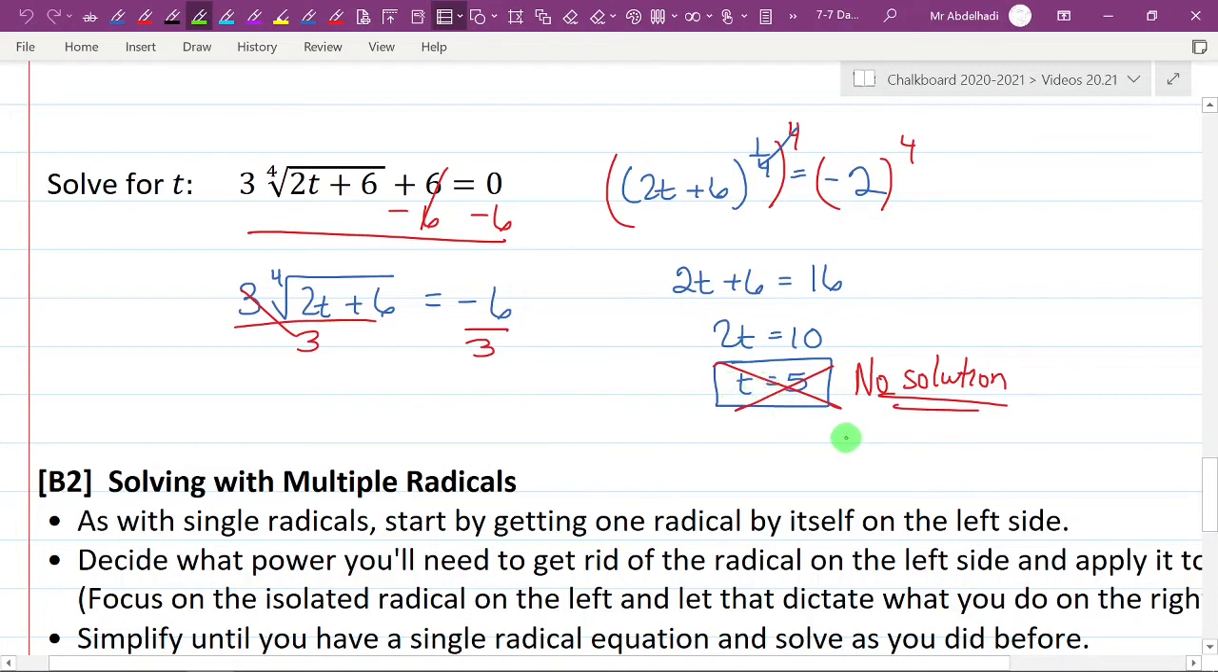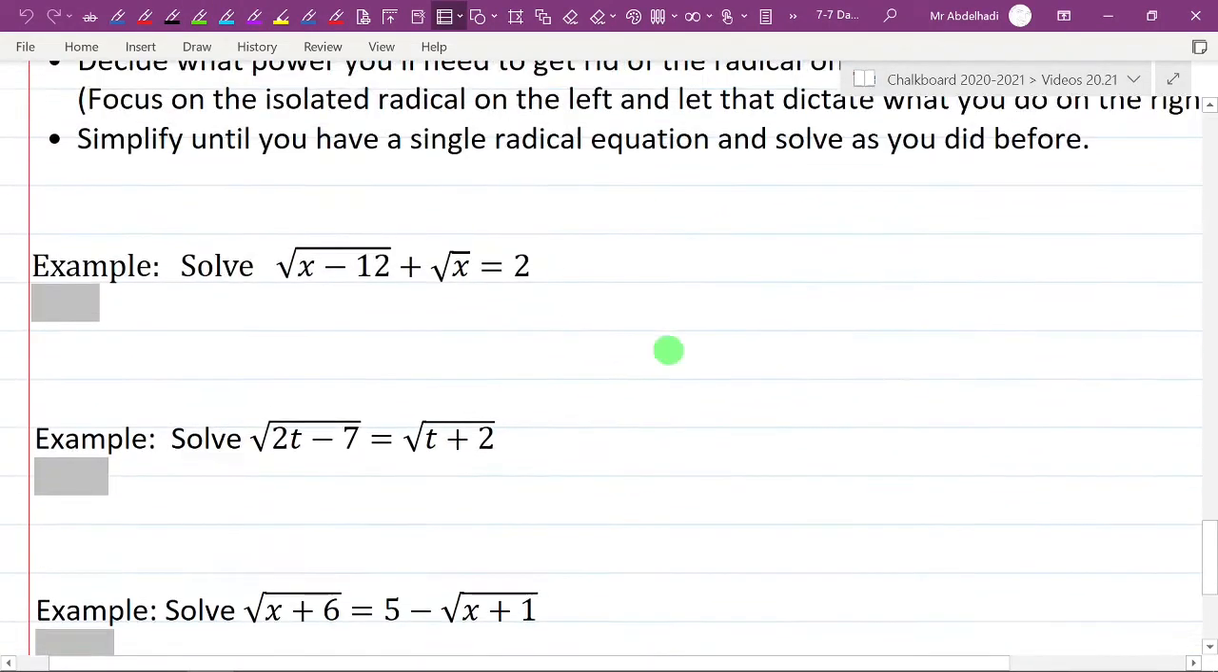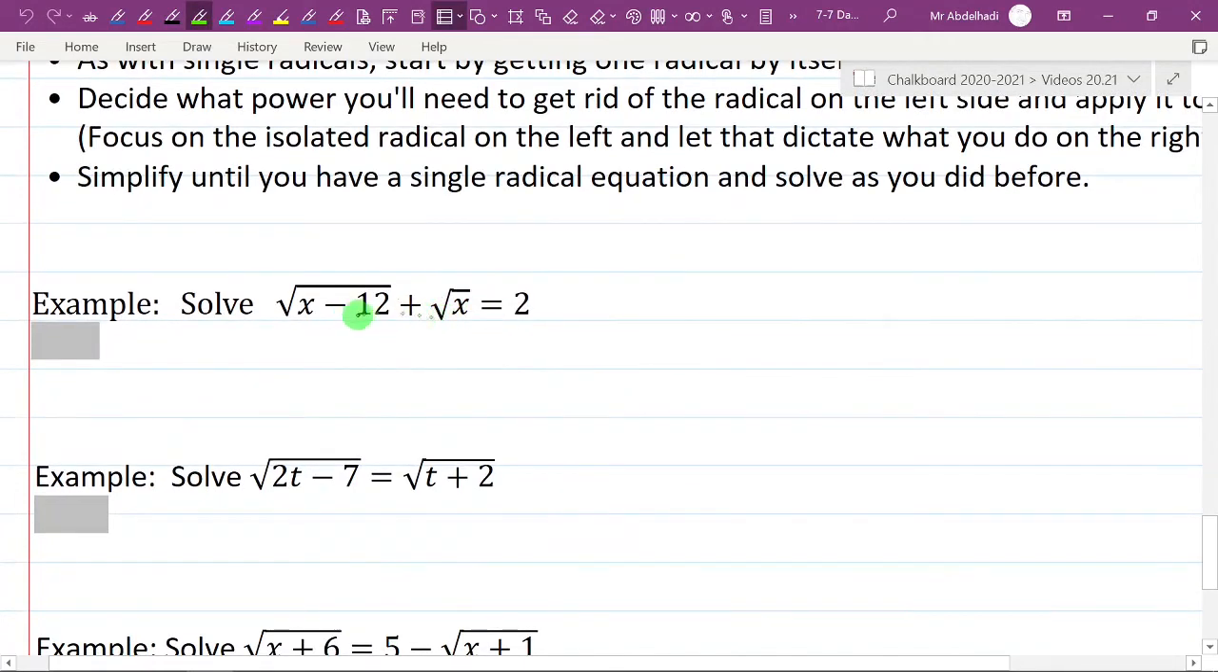Okay, it's actually a bogus solution. All right, so what happens if you have more than one radical? If you have more than one radical, like here you have two radicals in your equation, what do you do?